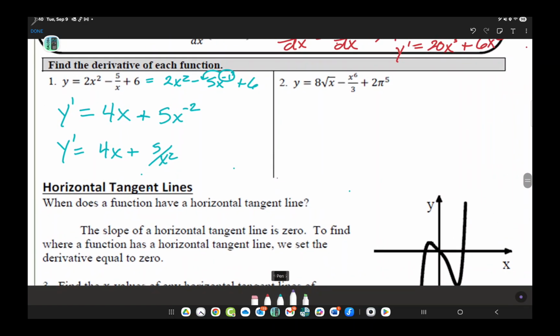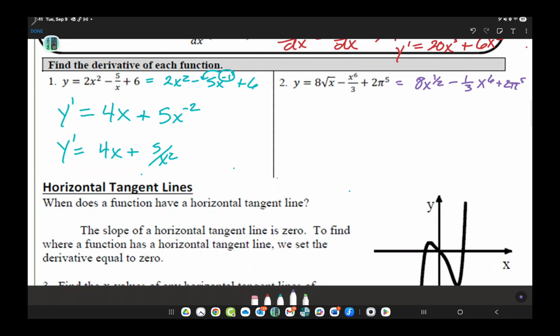All right, so number 2, again, rewrite this as 8x to the 1/2 minus 1/3 x to the 6th plus 2 pi to the 5th. Now that 2 pi to the 5th is just to throw you off. Pi is still a constant. Even though it's an irrational constant, it's still a constant. What's the derivative of any constant?